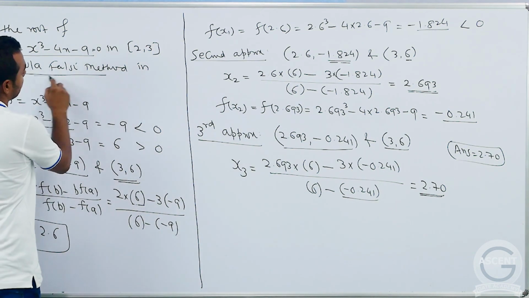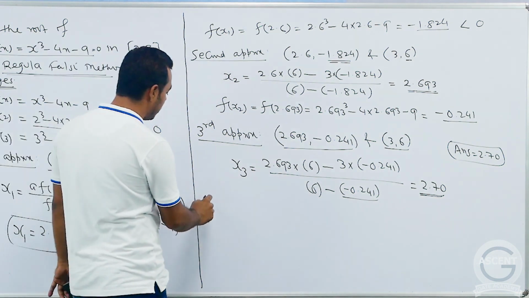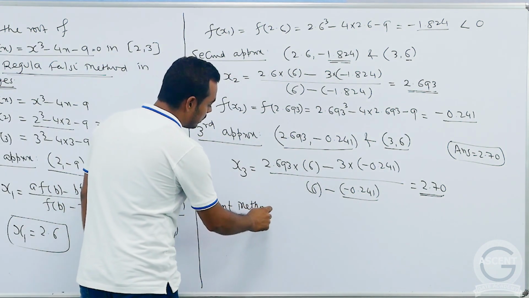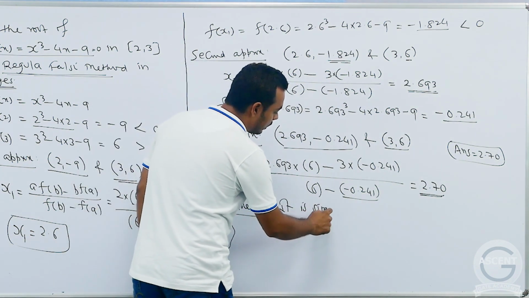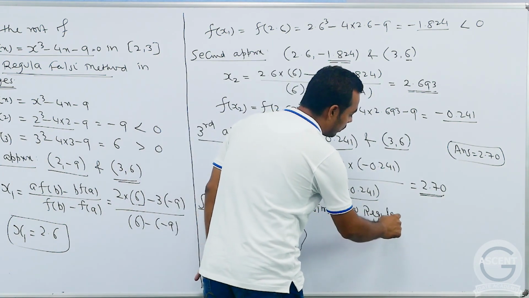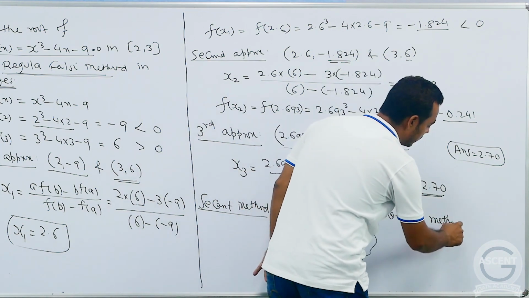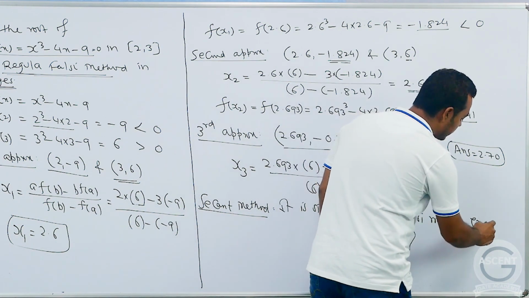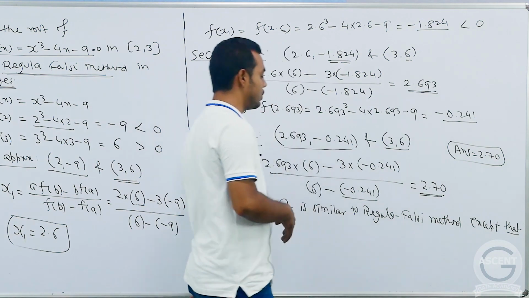Now we are going to see what is secant method and what is the difference between Regula falsi method and secant method. So secant method is similar to Regula falsi method. Regula falsi method is also called method of false position. So it is similar to Regula falsi method, except, this is the difference between these two methods.